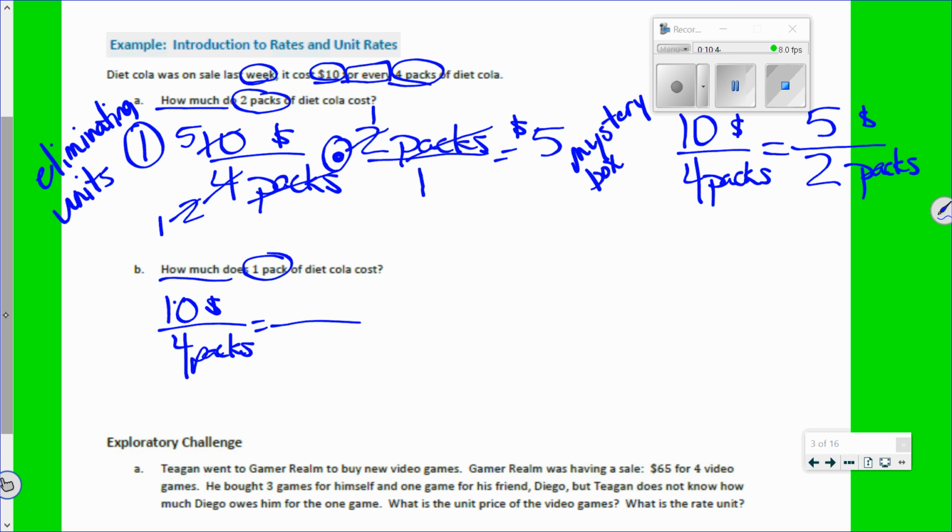equals, but now I want what? 1 pack. So is that going to go on the top or on the bottom? Bottom, because that's what packs are. Make sense? I put my mystery box. How do I go from 4 to 1? Divided by 4. So guess what I do at the top?